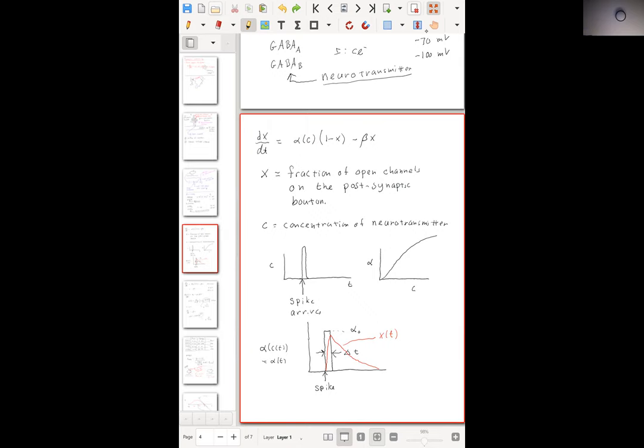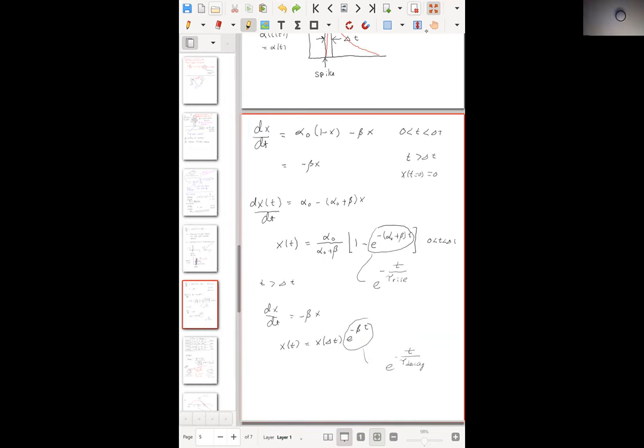The dynamics of X, which is really what we care about, is shown right here. It goes up with some rise time and then decays. And different neurotransmitters, just like they have different reversal potentials, also have different time scales.